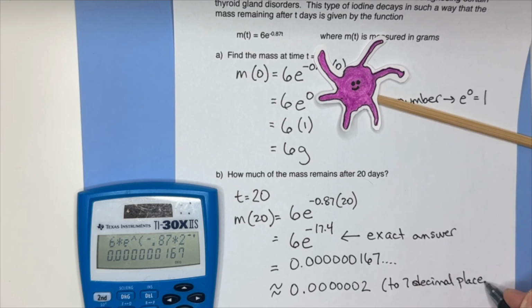Now, when you're doing homework, the number of decimal places will be specified. So you'll definitely be able to read and follow that.